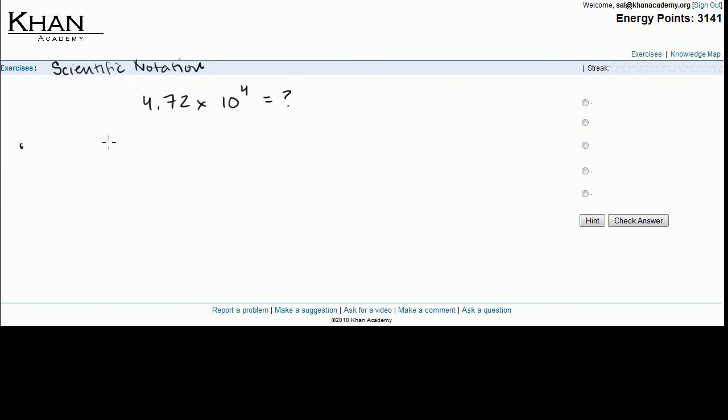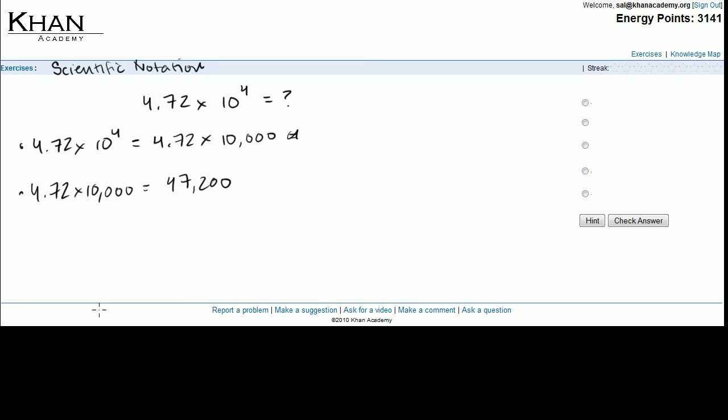So the first hint we can do is 4.72 times 10 to the fourth is equal to 4.72 times 10,000, which is equal to, and then the next hint maybe we could say is 4.72 times 10,000 is equal to 47,200. And so that might be one of the choices, 47,200. The other ones might be 4,720. Maybe we have 472,000. Maybe we have 4,720,000. Maybe we have 472 here.